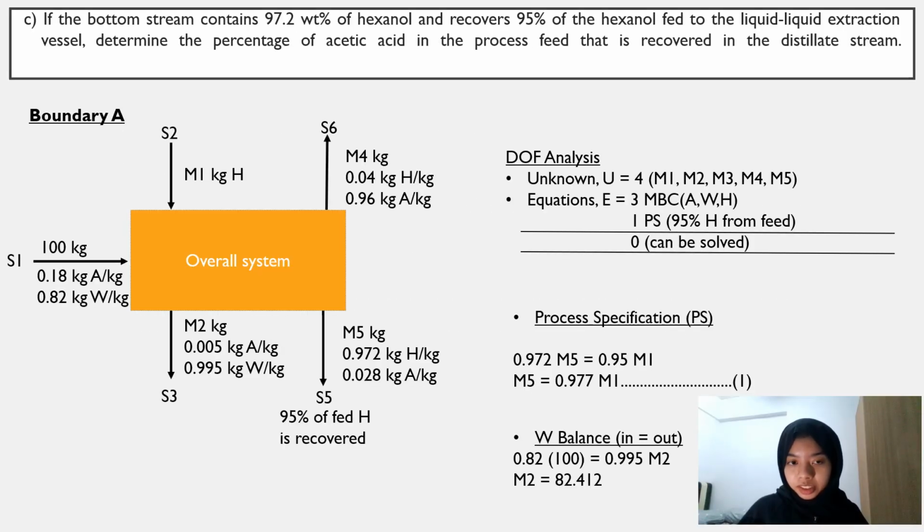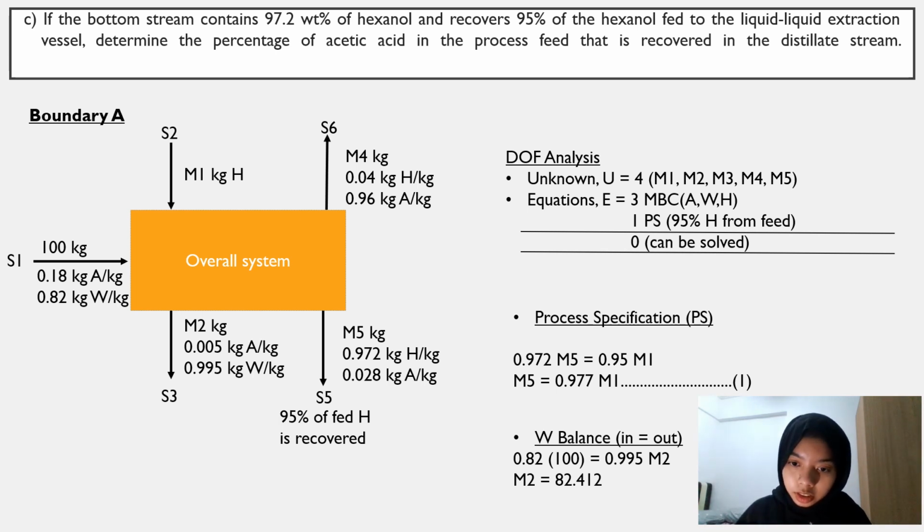So the next question is question C. If the bottom stream contains 97.2 weight % of hexanol and recovers 95% of the hexanol fed to the liquid-liquid extraction vessel, determine the percentage of acetic acid in the process feed that is recovered in the distillate stream.